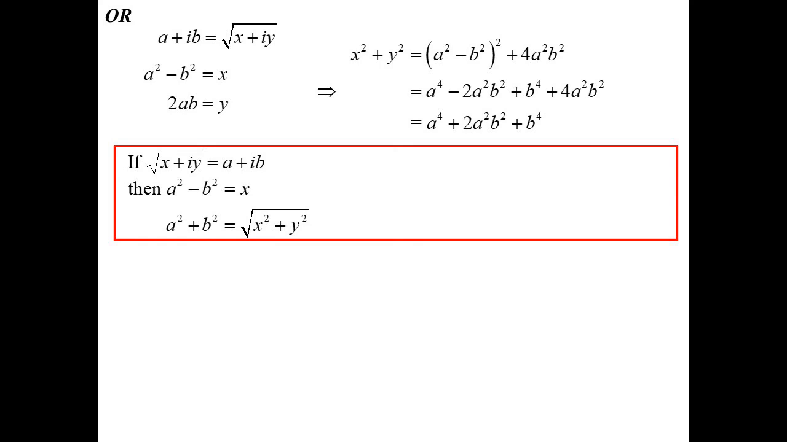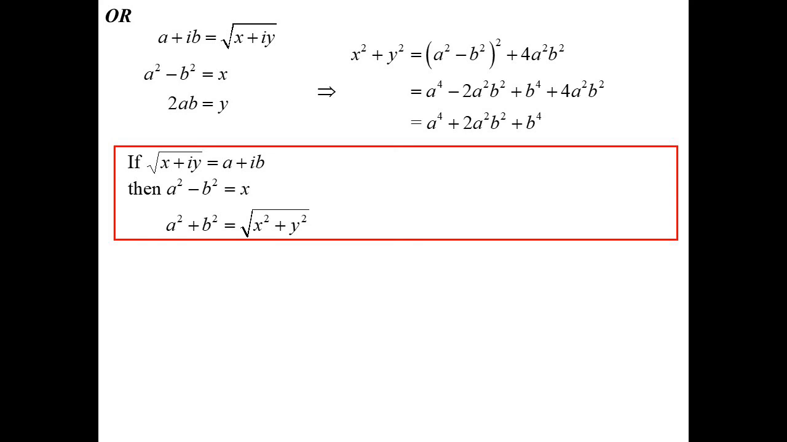But now we've got a much quicker way of coming up with simultaneous equations. The difference of two squares will always be the real part. The sum of two squares will always be the length of the vector. If you could imagine if x plus iy was like our vector, we had to find it.